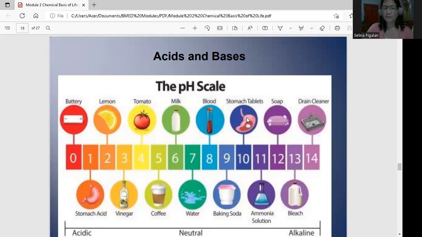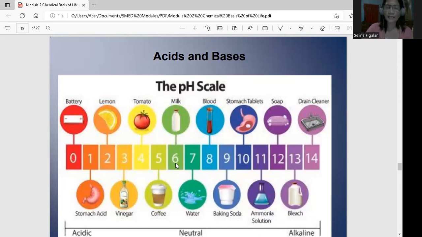How about your stomach tablets, the antacid? Antacid means against acid. It neutralizes because it is basic. When you add a base to an acid, it neutralizes. Before 7 is acid. If the acid content is 3 and the stomach tablet is 10, you add them: 3 plus 10 is equal to 13, divided by 2. That is equal to 6.5, which means slightly acidic.